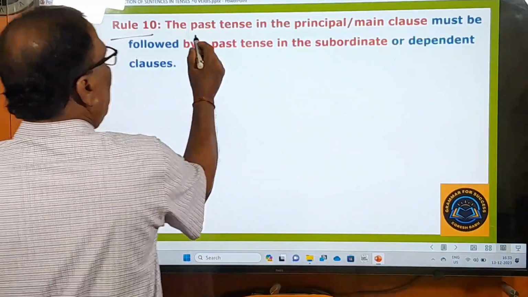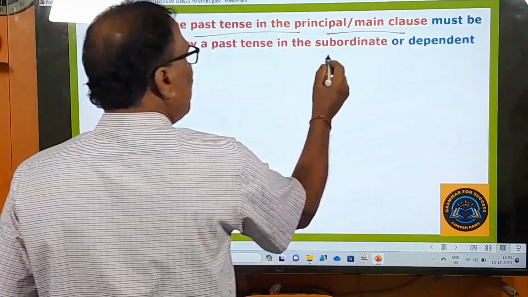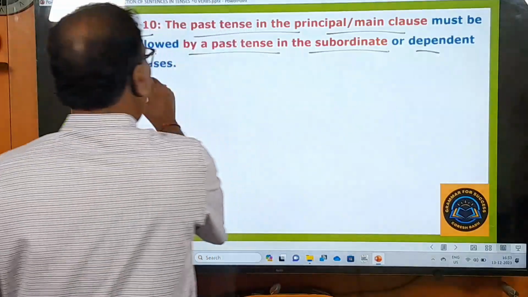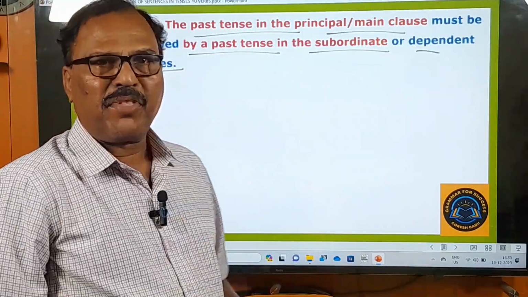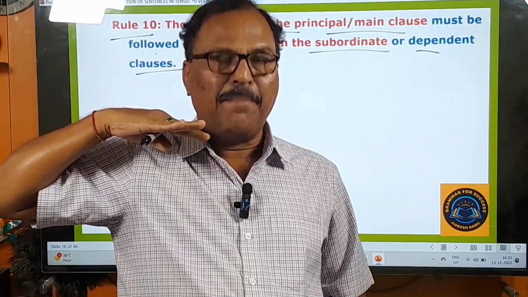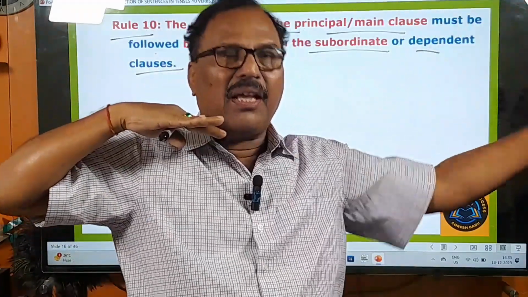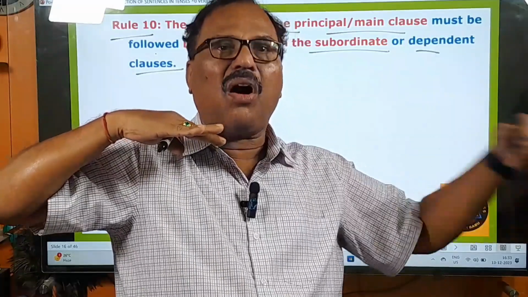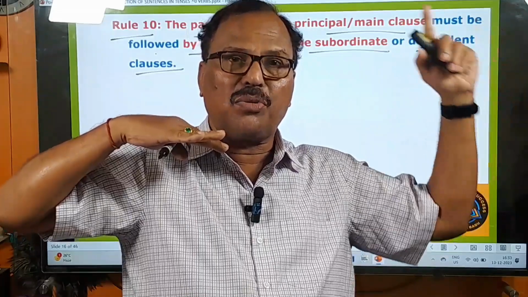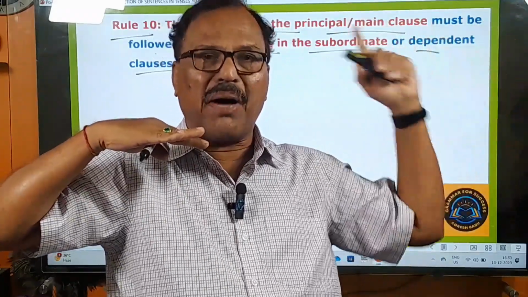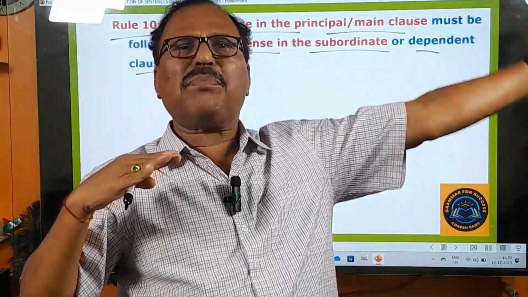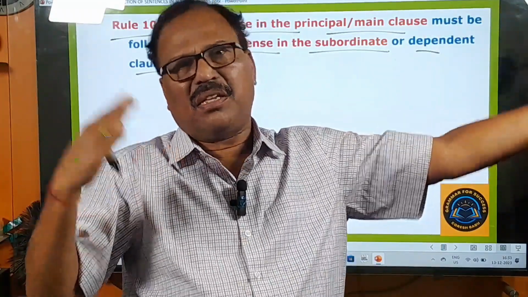Rule 10 is there. The past tense in the principal or main clause must be followed by a past tense in the subordinate or dependent clause. This is a very, very important thing. If at all there is past tense in the main clause or principal clause, there must also be used only the past tense in the succeeding subordinate clause. That is the rule. If there is past tense, there must also be past tense in the other part of the sentence.